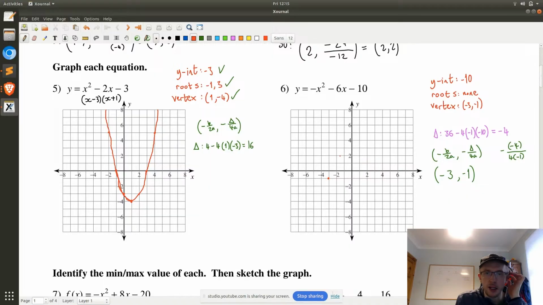Okay, and it opens up downwards. So we just really have to plug in more points just to check. So if I plug in negative 2, I squared, I get 4. Times it by 6, I get negative 12. So minus 4 plus 12 minus 10, minus 2.